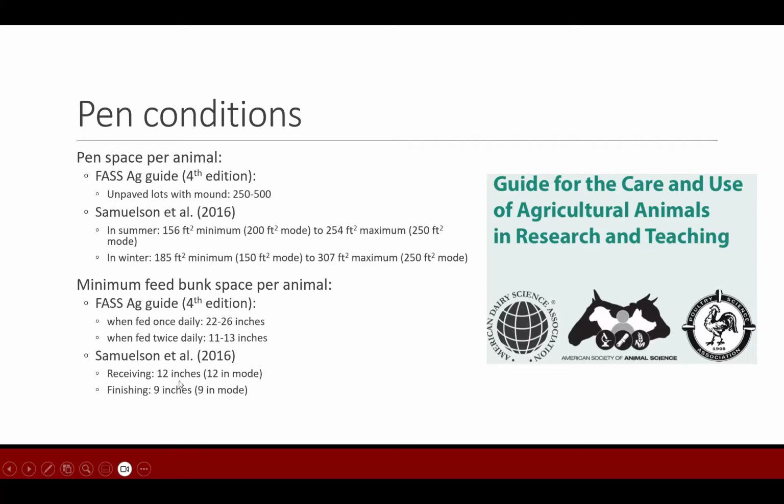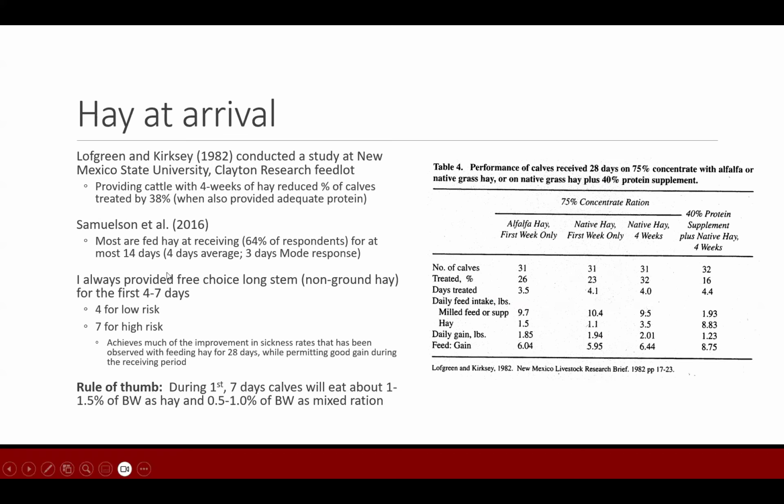Samuelson reported that for receiving cattle, the average and the mode were the same at 12 inches. Okay. Whereas finishing is more dense. Finishing cattle will be around 9 inches. Okay. Why would we want to allocate more bunk space to receiving cattle than for finishing cattle? Yeah, I think it's much more important that you allocate enough space for these animals to have access to that bunk so that they can get on feed as quickly as possible and then start regaining that pay weight. Okay? So good thought.